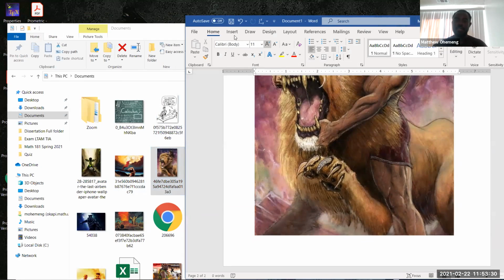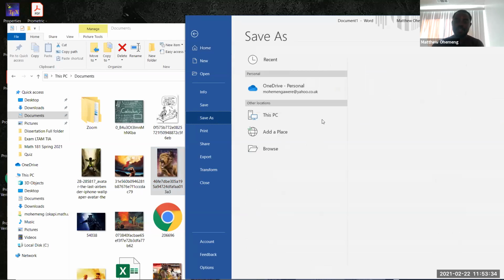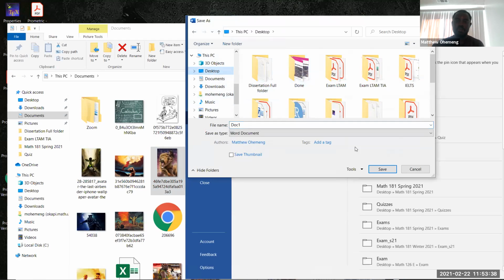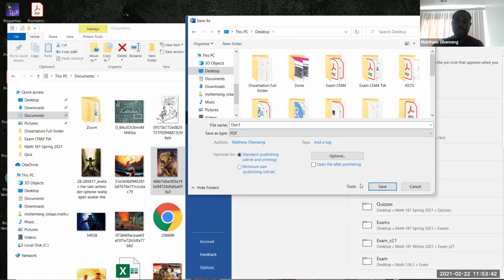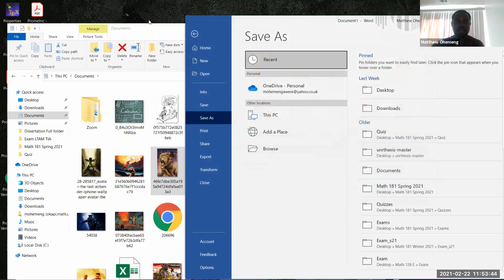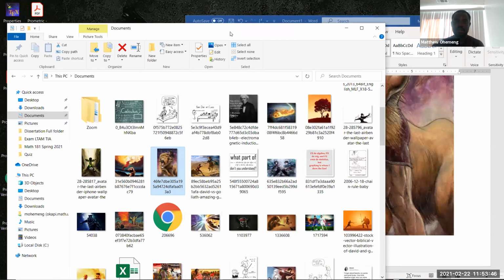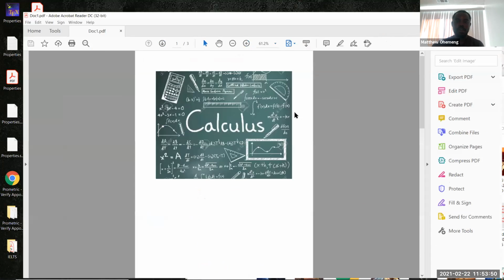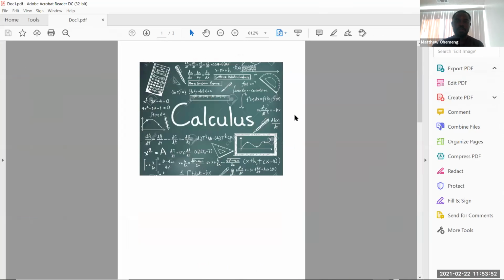And when you're done, you either send me this file or you can save it as a PDF. So save, browse, the desktop, doc 1, save as PDF. And when you open doc 1, there you have it. You can have it in this form.